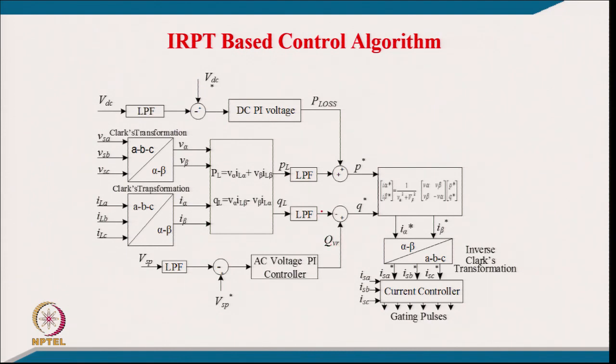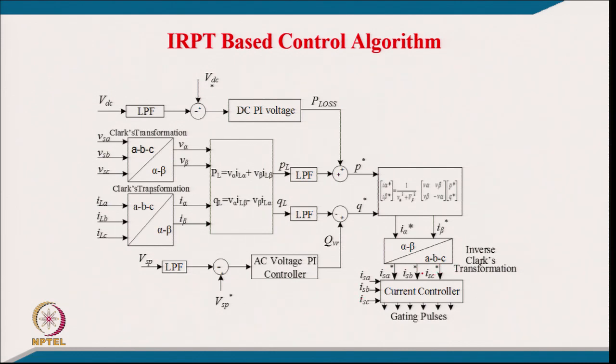Part of the load reactive power has to be supplied locally to the load, and the remaining reactive power has to be fed into the grid, that is, the fundamental reactive power has to be fed into the grid. So, once we have the P and Q reference from this inverse Clarke transformation of virtual power, we are able to get the alpha beta reference current, and from this, again by inverse Clarke transformation from alpha beta to ABC, we are able to get the reference grid current.